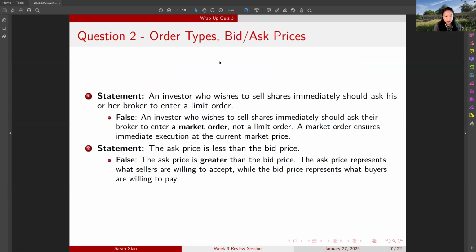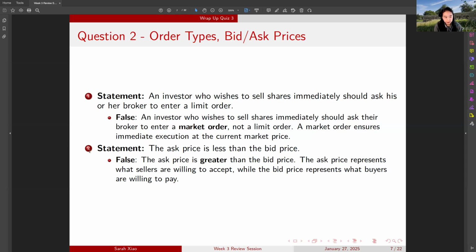All right, so the second question is about order types and the concept of bid price and ask price. We have a couple of true-false questions. The first statement: an investor who wishes to sell shares immediately should ask his or her broker to enter a limit order. From our previous review, we know this statement is false, because an investor who wishes to sell shares immediately should ask the broker to enter a market order, not a limit order. A market order ensures immediate execution at the current market price, but the limit order will only ensure the execution price, not the speed.